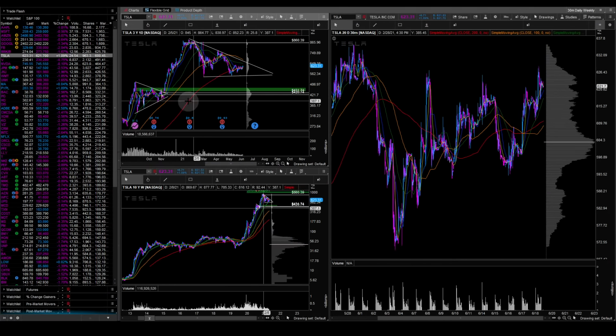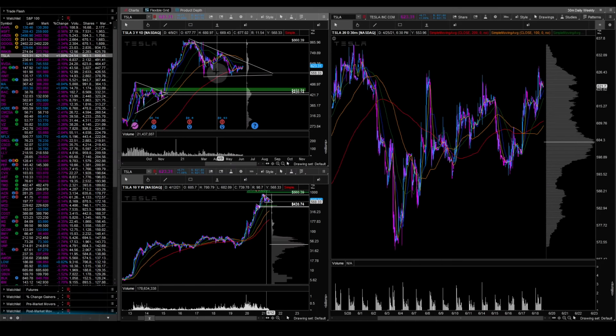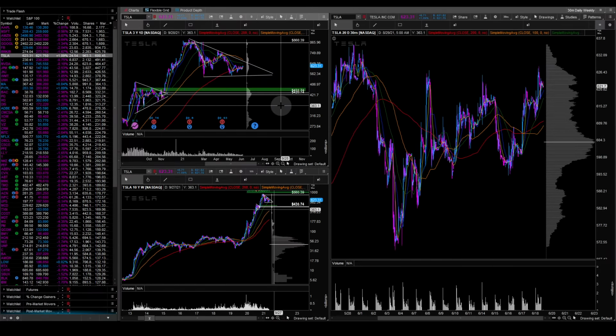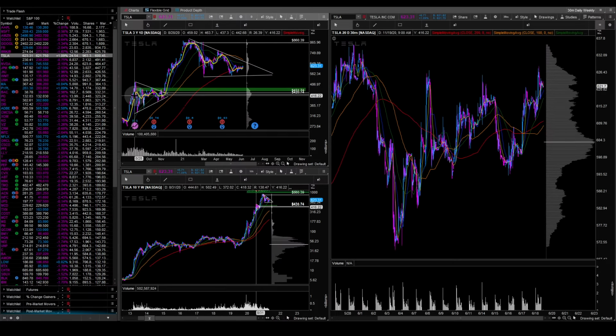But because this is a classical charting pattern, you want to measure it from the lowest low to wherever the trend line meets. So that would be what, 535 to 827, $300. Jeez. Yeah, I don't think so.